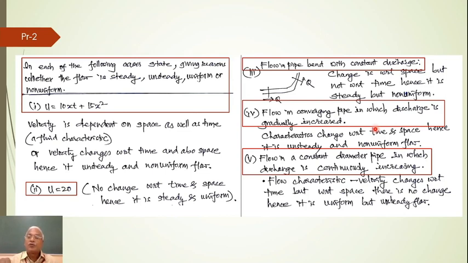Now flow in a constant diameter pipe in which the discharge is continuously increasing. The velocity increases with respect to time, but it will be uniform space wise. So the flow characteristic, velocity, changes with respect to time, but with respect to space there is no change, hence it is uniform but unsteady flow.